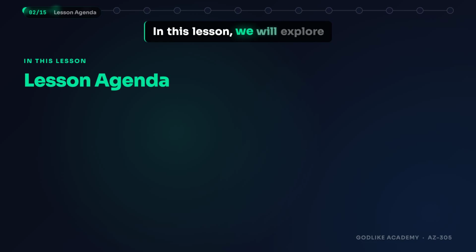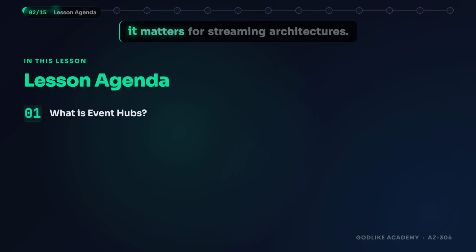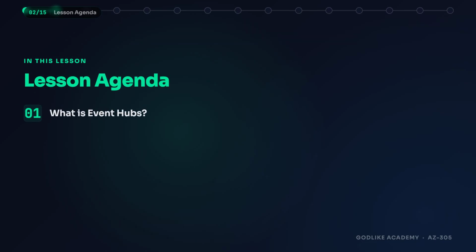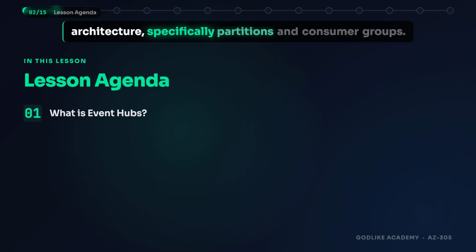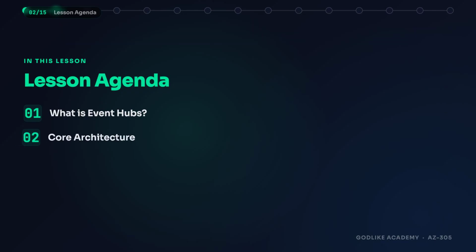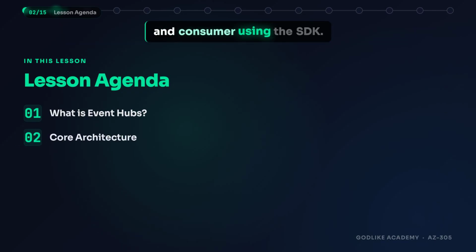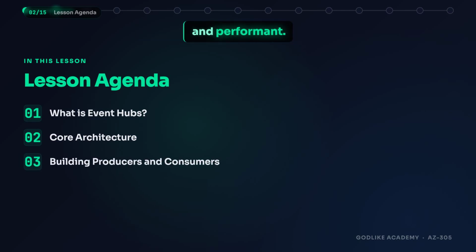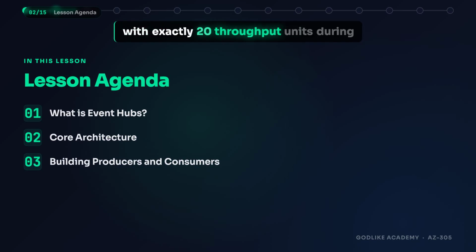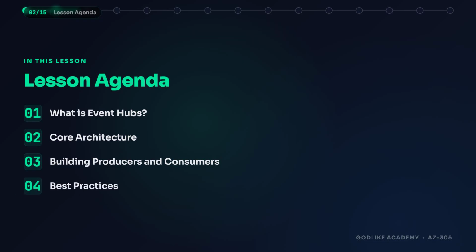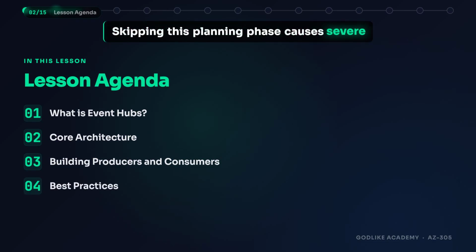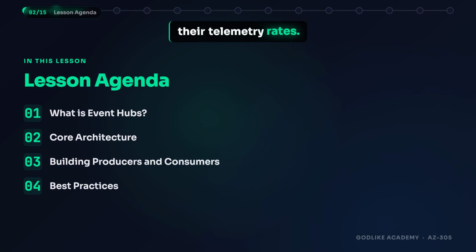In this lesson, we will explore what Event Hubs is and why it matters for streaming architectures. We will look at the core architecture, specifically partitions and consumer groups. Then we will build a producer and consumer using the SDK. Finally, we will cover best practices to ensure your solution is secure and performant. Run as Event Hubs namespace, create with exactly 20 throughput units during provisioning. Skipping this planning phase causes severe bottlenecks when IoT devices suddenly spike their telemetry rates.